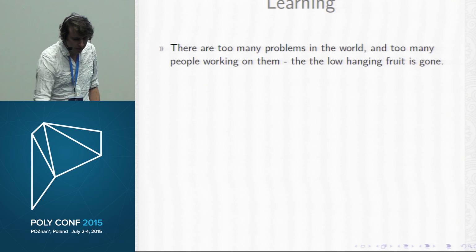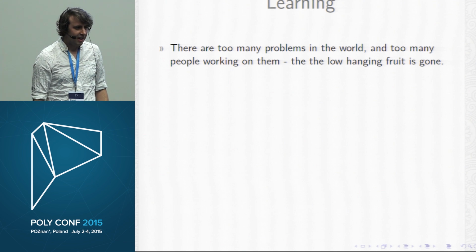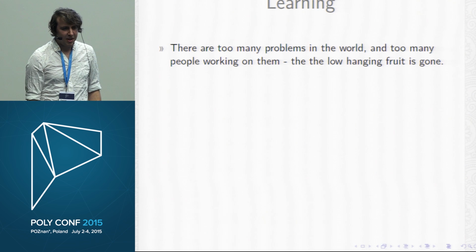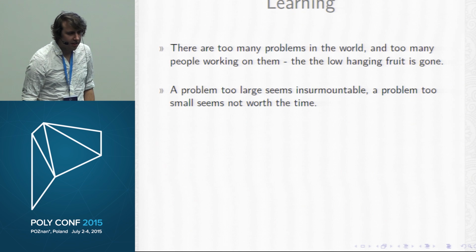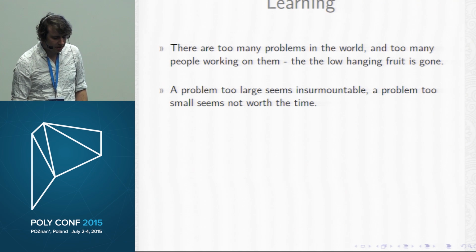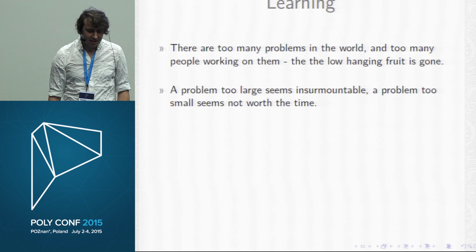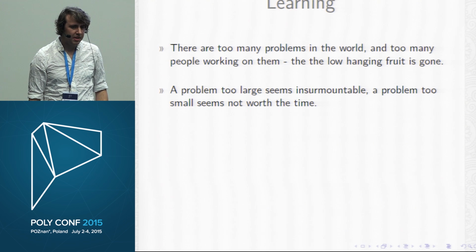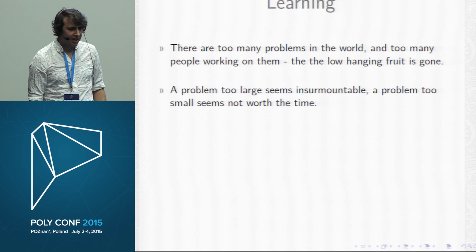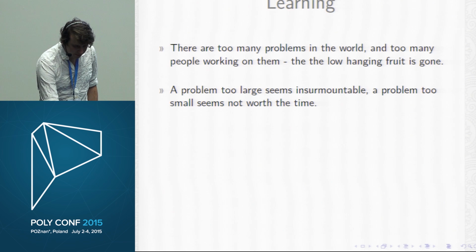So, learning. I think there are too many problems in the world, and there's loads of people working on them. So the low-hanging fruit is gone. You can't just become a famous genius straight away and solve all the world's problems. If you have these large problems, they seem completely insurmountable. These are things like solving world hunger or something like that. It's kind of hard to get motivated for these problems because they seem too big. You don't know how you're going to approach them. And then some problems seem too small, maybe something like cleaning your desk. You don't really care, you don't really want to do it. Again, it's hard to get motivated.